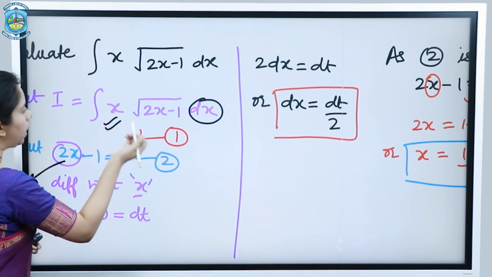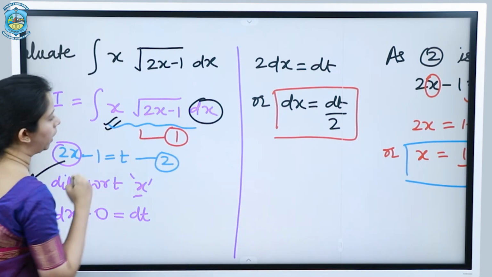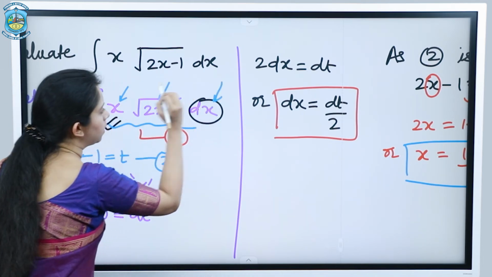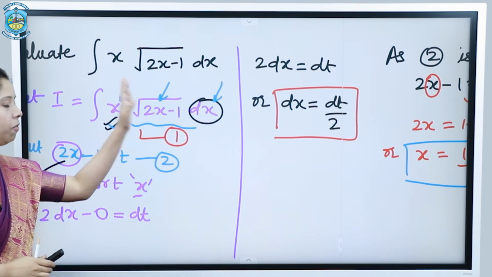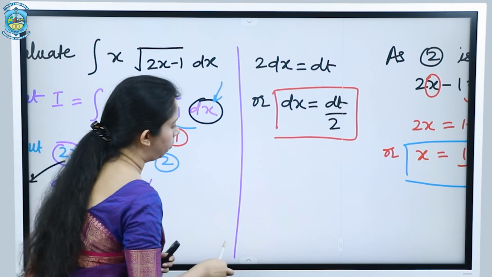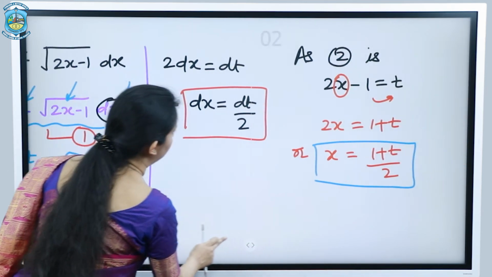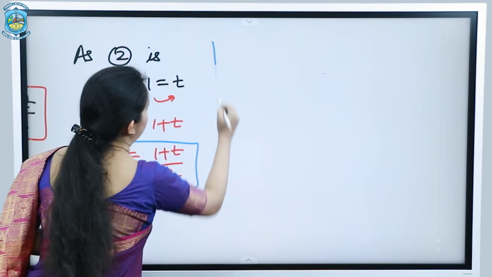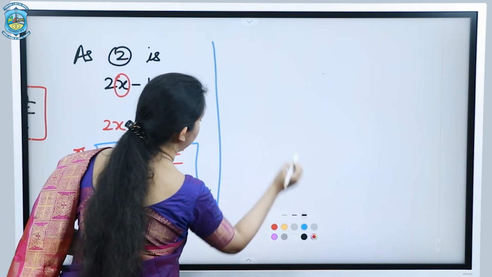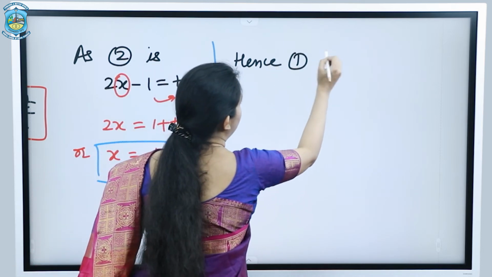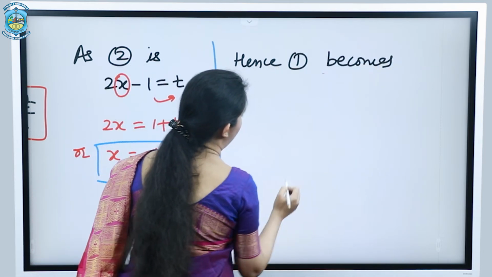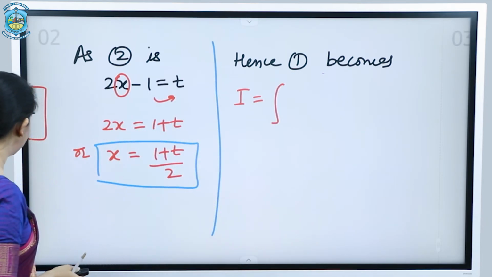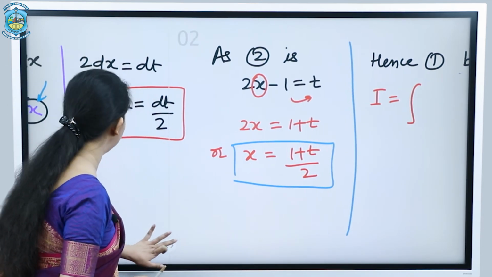Next, what we will do? Now we will substitute in equation number 1. We will replace this x, we will replace this 2x minus 1, we will replace this dx, and so this integral of x will transform in terms of t, a new variable t. So hence equation number 1 becomes, I is equal to, first we have x. In equation number 1 we have x.